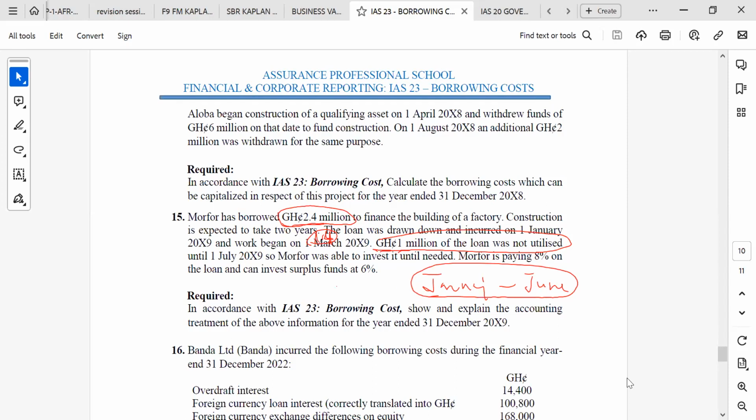But the question now is, what portion of this will be considered as the construction period, and what period of this will be considered as the non-construction period? So construction starts on March. So March to June will be the capitalization period. January and February will be seen as what? That period will be expensed. Okay, so we are going to calculate the finance income. March to June will be capitalized.